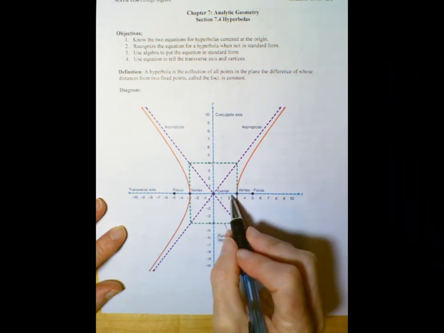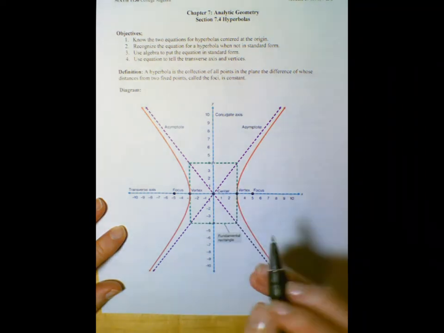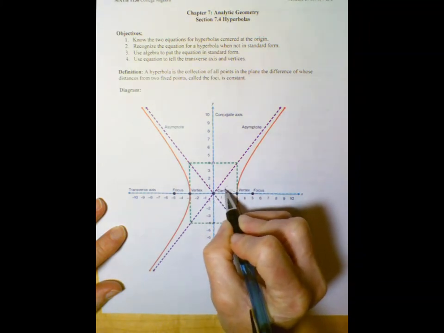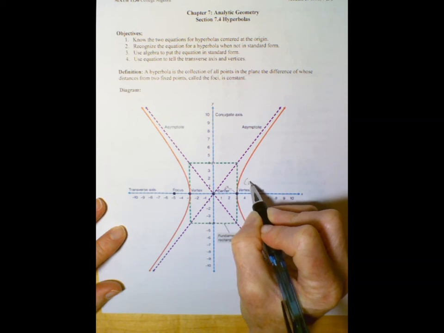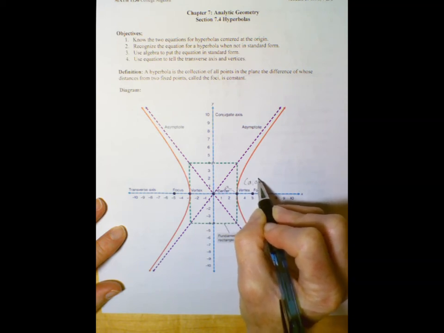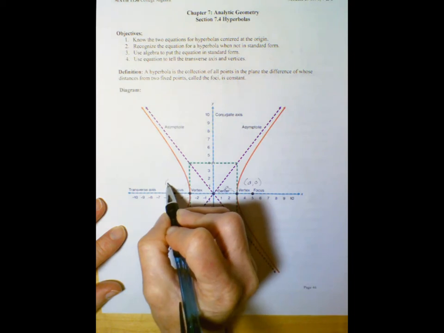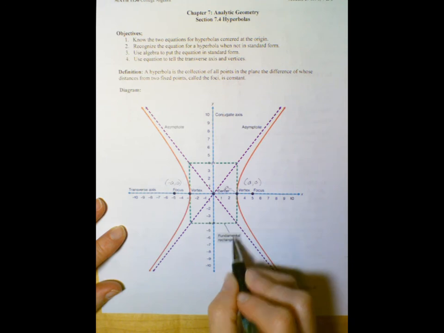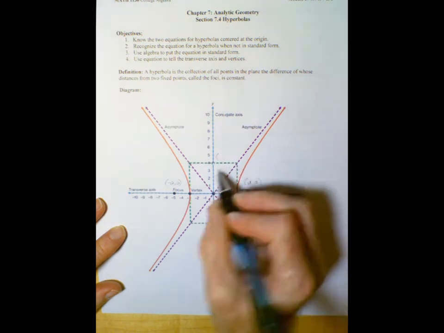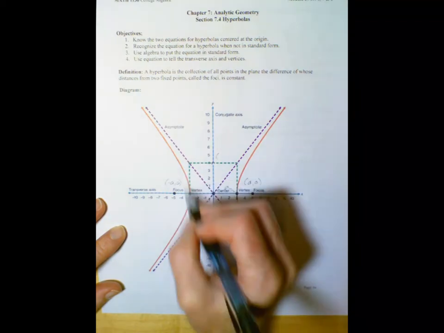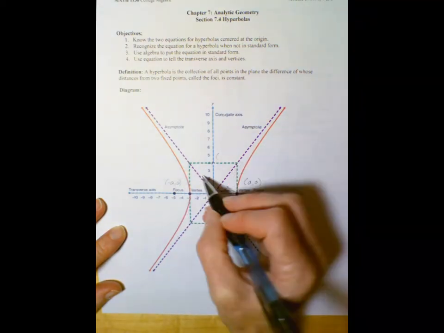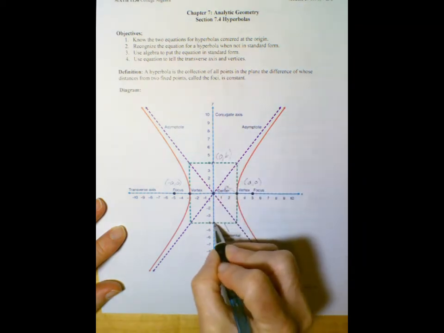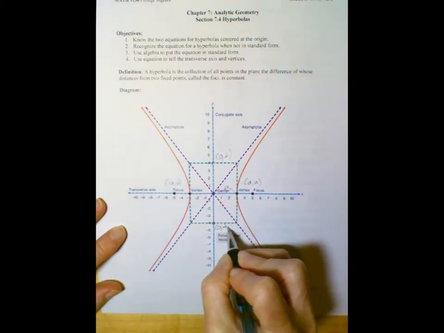So, again, we want to know the a and the b. So a is this distance here from the center to the vertex. So this vertex would be (a, 0), and this vertex would be (negative a, 0). And then the b in this case goes out to the fundamental rectangle here. So even though this is not on the graph, it still defines this rectangle where the asymptotes go through the corners. So this is (0, b), and this one here is (0, negative b).